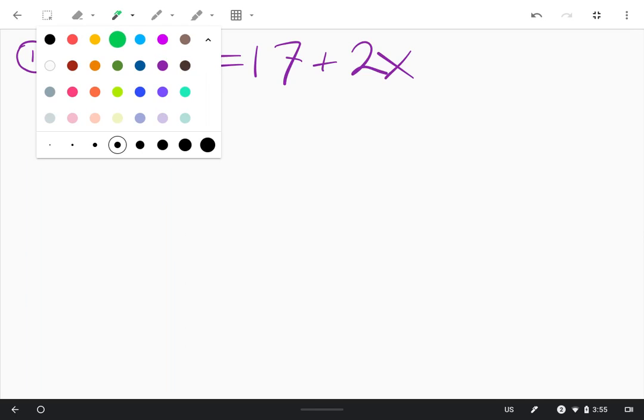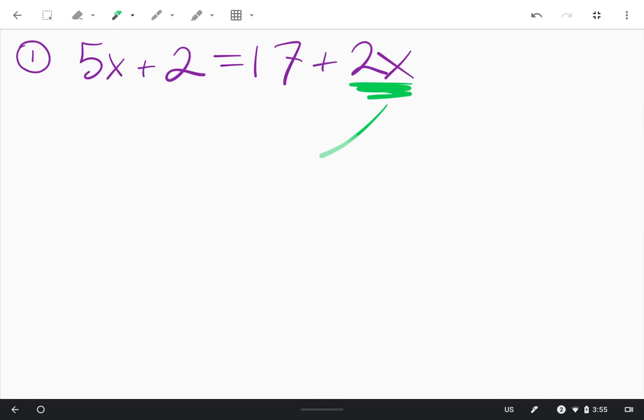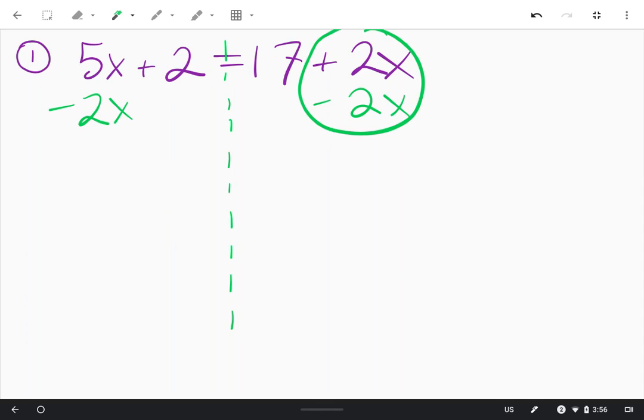5x plus 2 equals 17 plus 2x. Okay, as you can see, like I said, there is an x on either side of the equation. We need to get this 2x over to the other side of the equation. And so to do that, we use basic algebra rules. Remember, we have an equation that's balanced. In order to keep it balanced, whatever I do to one side, I'm going to do the other. And so what I'm going to do is I'm going to subtract 2x so that it goes away on this side and comes over here.